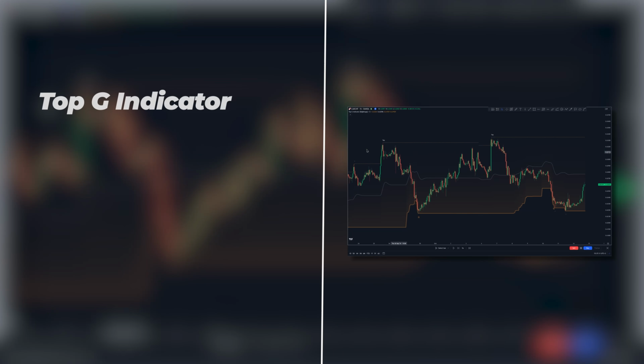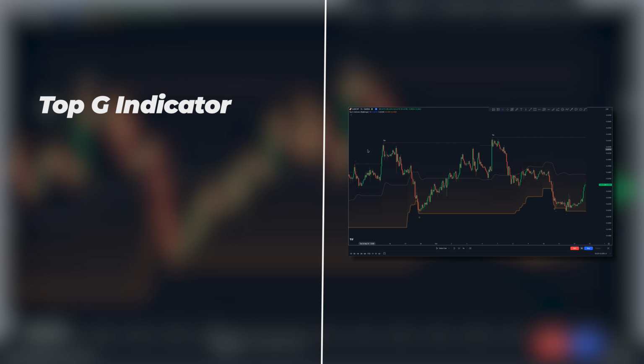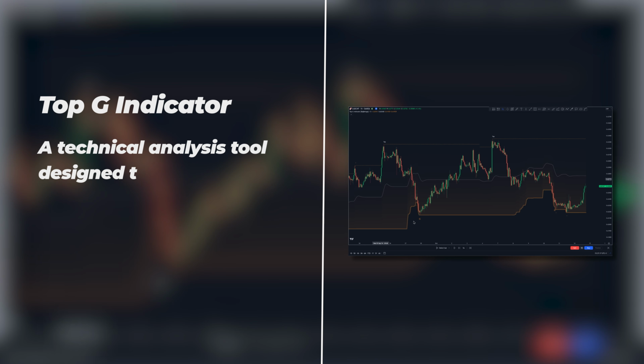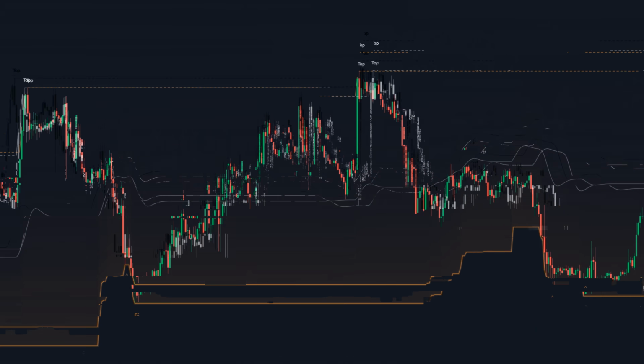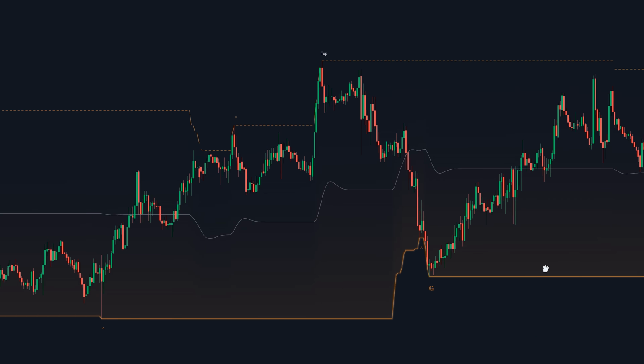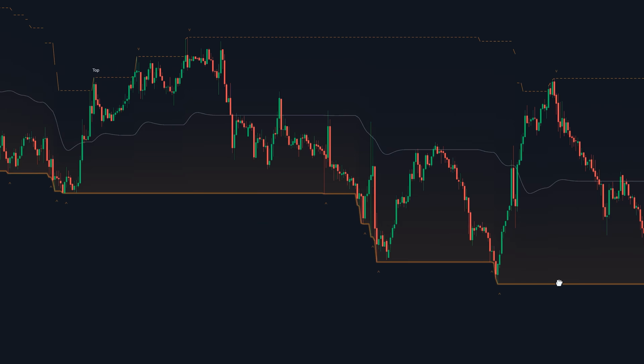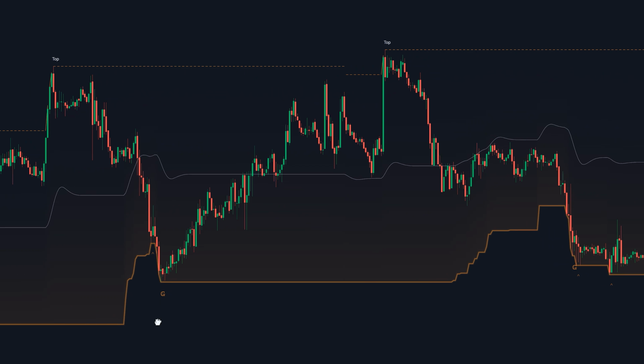Well, the TopG Indicator by BigBeluga is a technical analysis tool designed to assist traders in identifying potential market tops and bottoms. Its simplicity and focus on market extremes makes it particularly useful for traders looking to time entries and exits in trending or ranging markets. As you can see, it's a super simple indicator, which is made up of the following components.